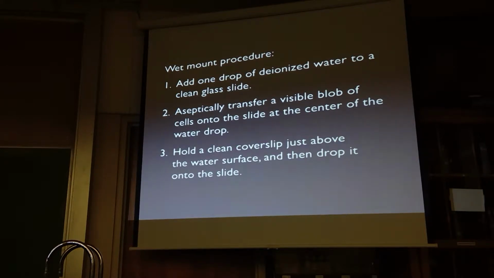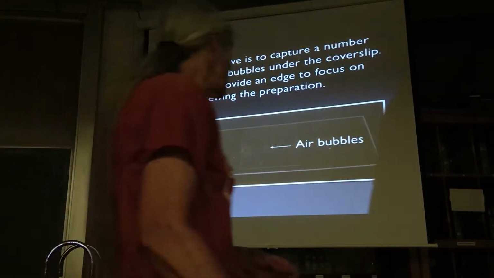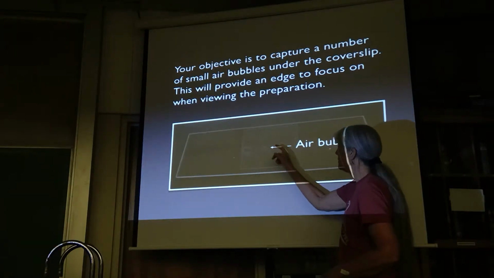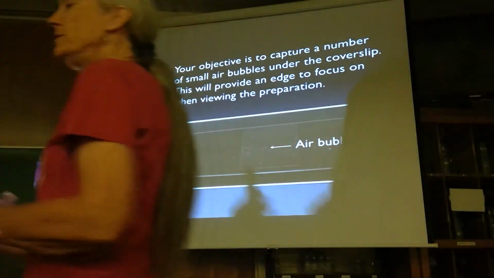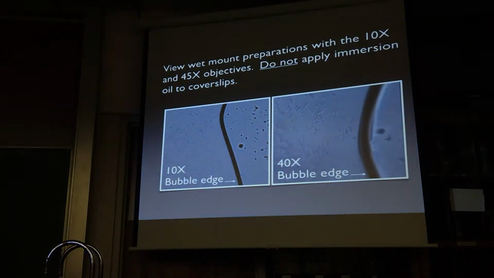You want to find a bubble because you want to focus on the bubble edge. So here you can see air bubbles under this cover slip. They just look like this. There's three bubbles in there. You want to put that bubble in the center of your viewing field and begin focusing. So when you do a 10x observation, you can see the bubble edge as a really dark line. And then, of course, you have to figure out where the bacteria are relative to that bubble edge.